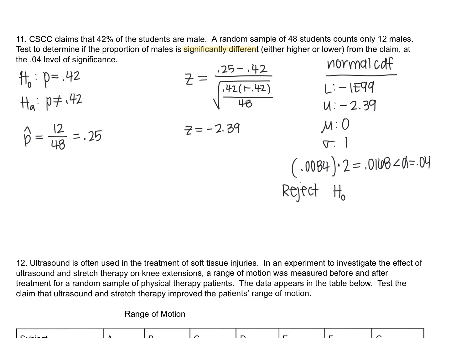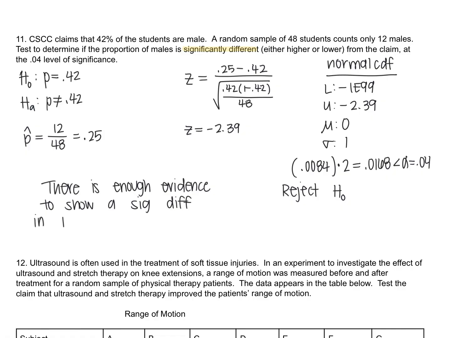If my alpha had been 0.01, then we would have failed to reject, because our p-value then would have been greater than that. So for our sentence, there is enough evidence to show a significant difference in the proportion of males at Columbus State Community College.